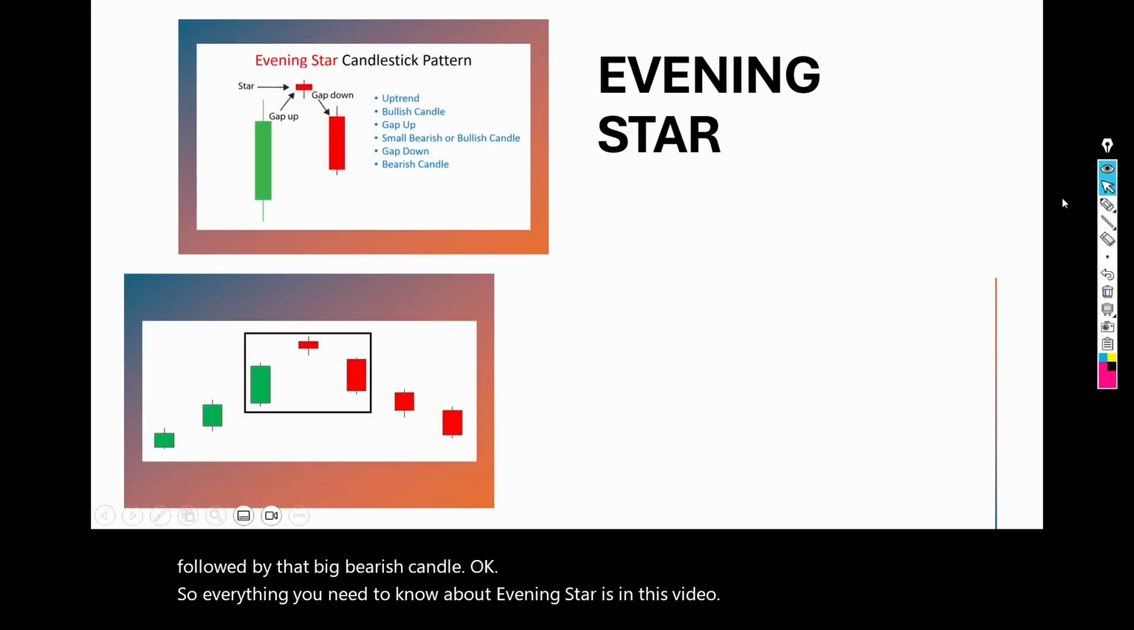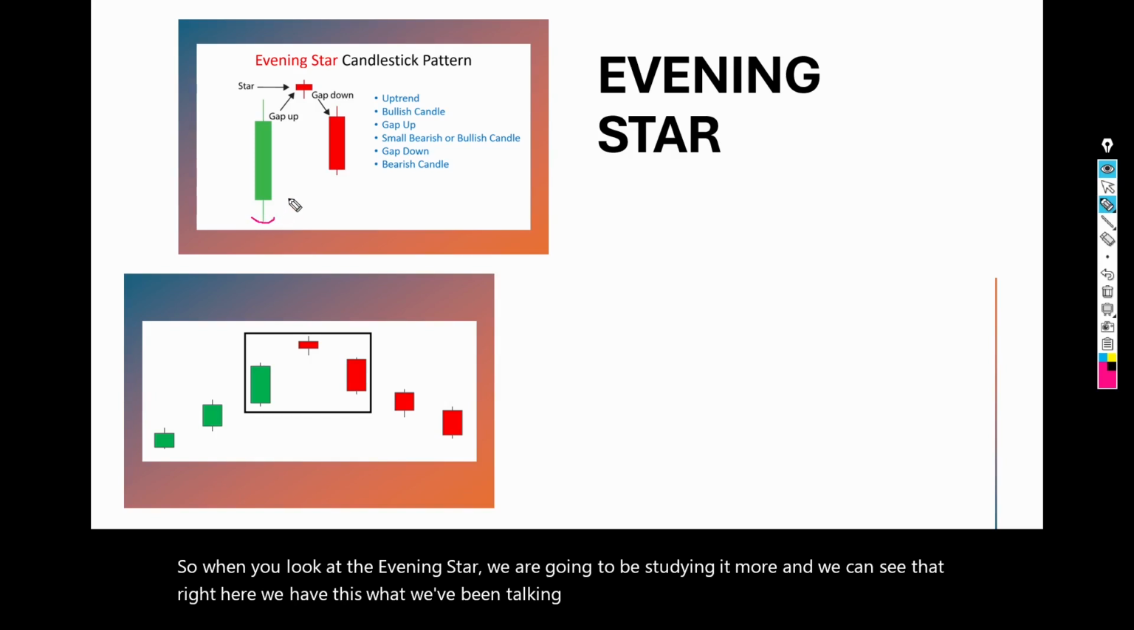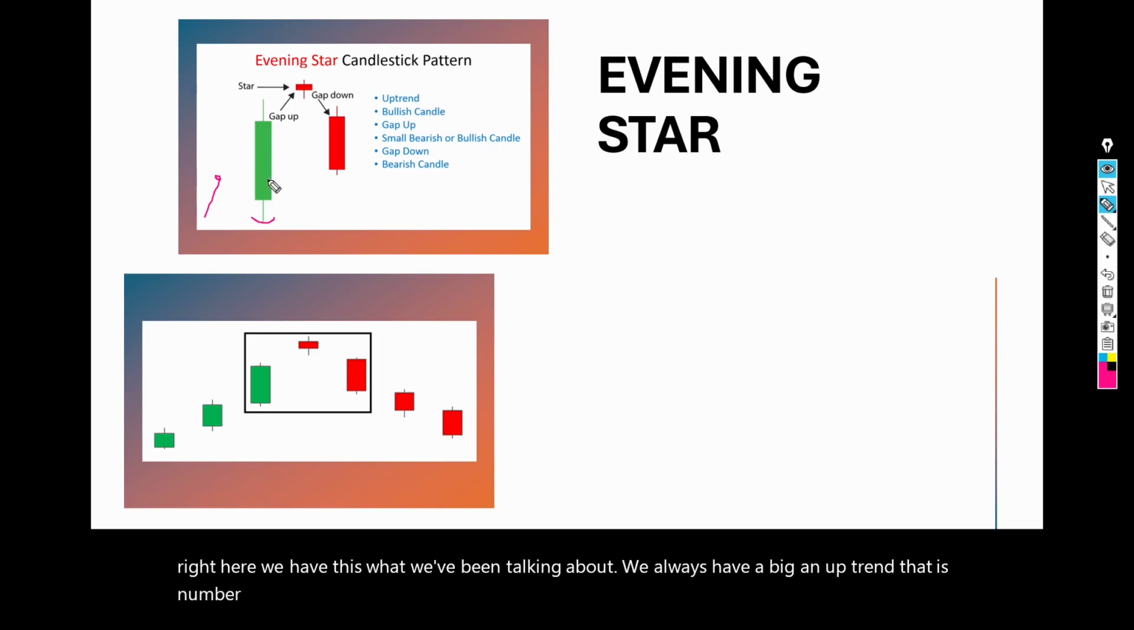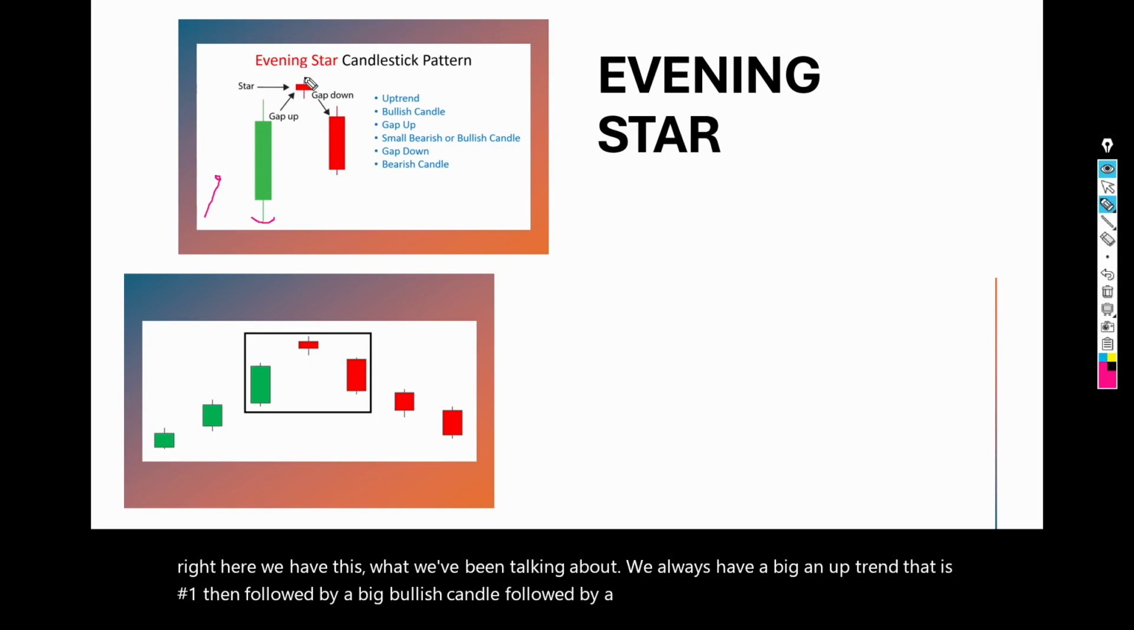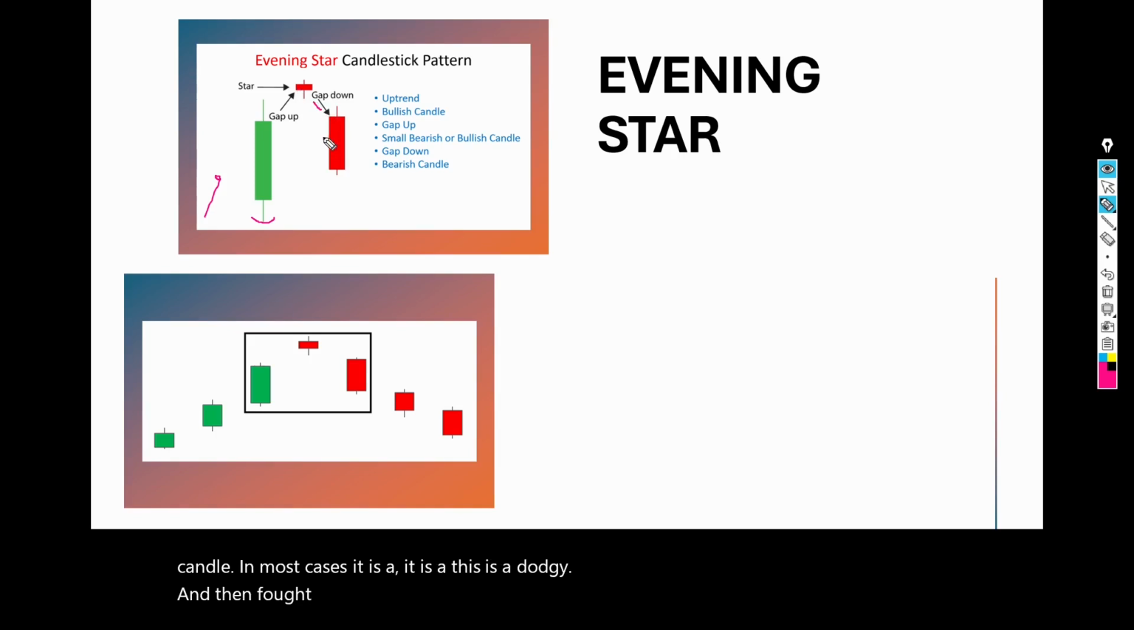So when you look at the evening star, we are going to be studying it more, and we can see that right here, this is what we've been talking about. We always have an uptrend, that is number one, then followed by a big bullish candle, followed by a gap, then followed by a small tiny candle. In most cases this is a doji, and then followed by a gap, and then a big bearish candle, and then you can catch the wave down.